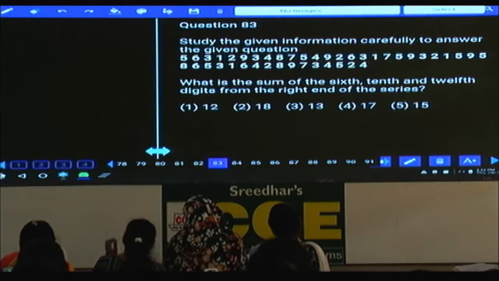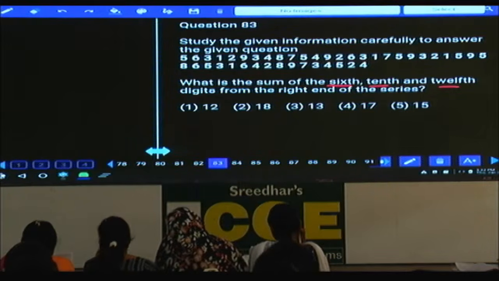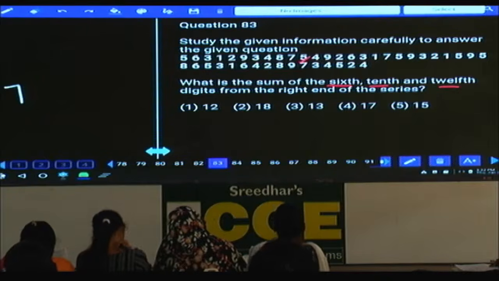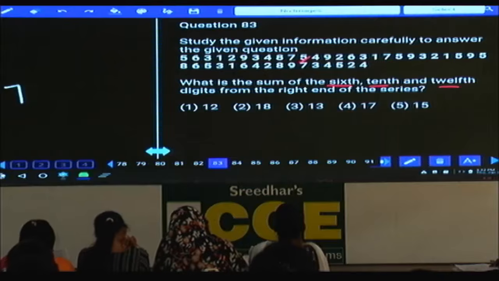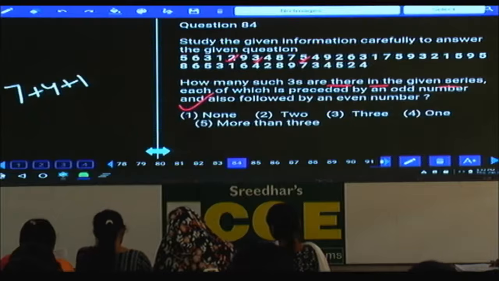Now in this 83, what is the sum of the 6th, 10th and 12th digit from the right hand? As we start counting here, 1, 2, 3, 4, 5, 6, that is 7. Next one is 10. 1, 2, 3, 4, 5, 6, 7, 8, 9, 10, that is 4. 7 plus 4. Next one is 12, that is plus 1. 7 plus 4 plus 1, the sum is 12, choice 1, 83.